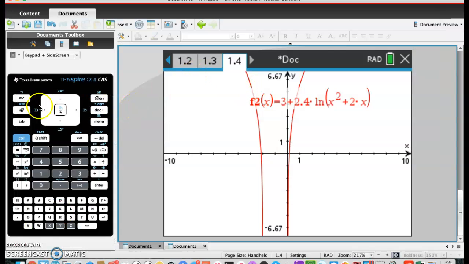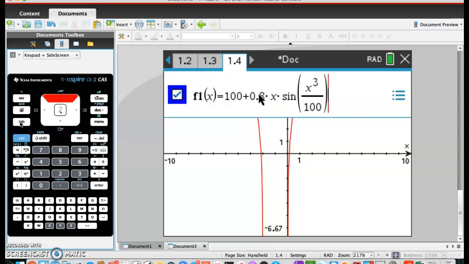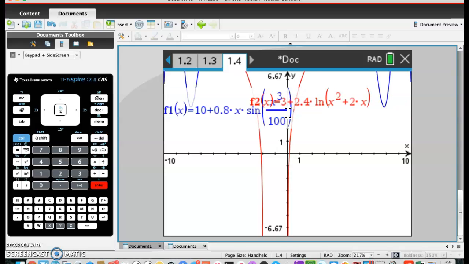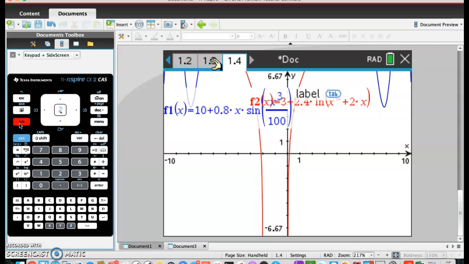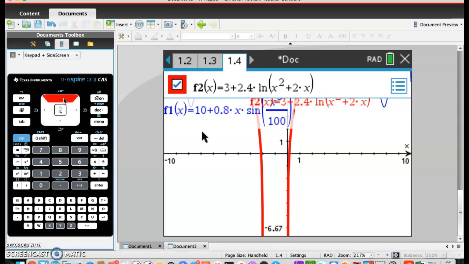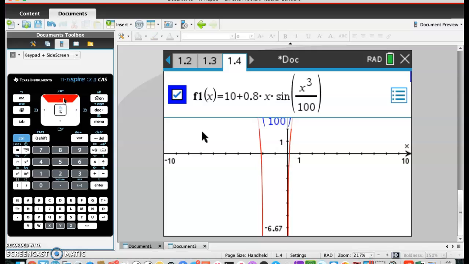I went to the calculator, hit the tab button, and in the calculator I added the first function. Ooh, that looks wrong, doesn't it? That should be 10. I get the right answer is the question. Okay. And the second function, click on the page, hit the tab button. There it is, 3 plus 2.4 ln, parentheses, x squared plus 2x. I changed it to x's so I can put it in the grapher. 10 plus 0.08x times sine x third. Okay, I have that right there.